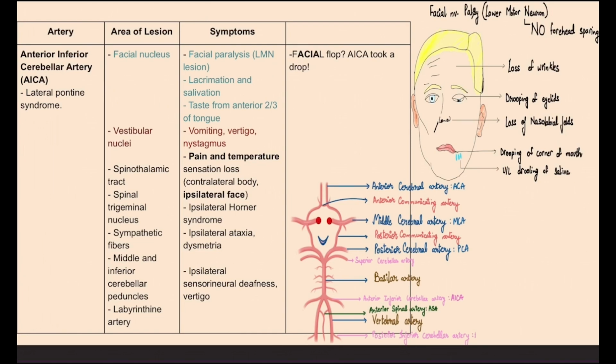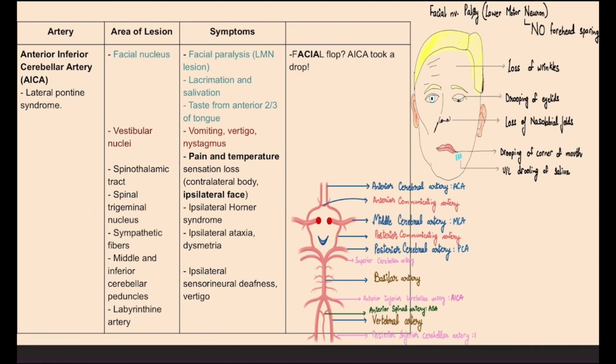Now what you'll do? Let's say in the question they give you that the patient has facial paralysis. Usually they'll give you the lower motor neuron lesion, which means that there will be no forehead sparing in this case. Whenever there is an upper motor neuron lesion, there is usually forehead sparing due to dual supply. So let's say they give you facial paralysis, you know it's a lower motor neuron lesion and it's cranial nerve 7, right?